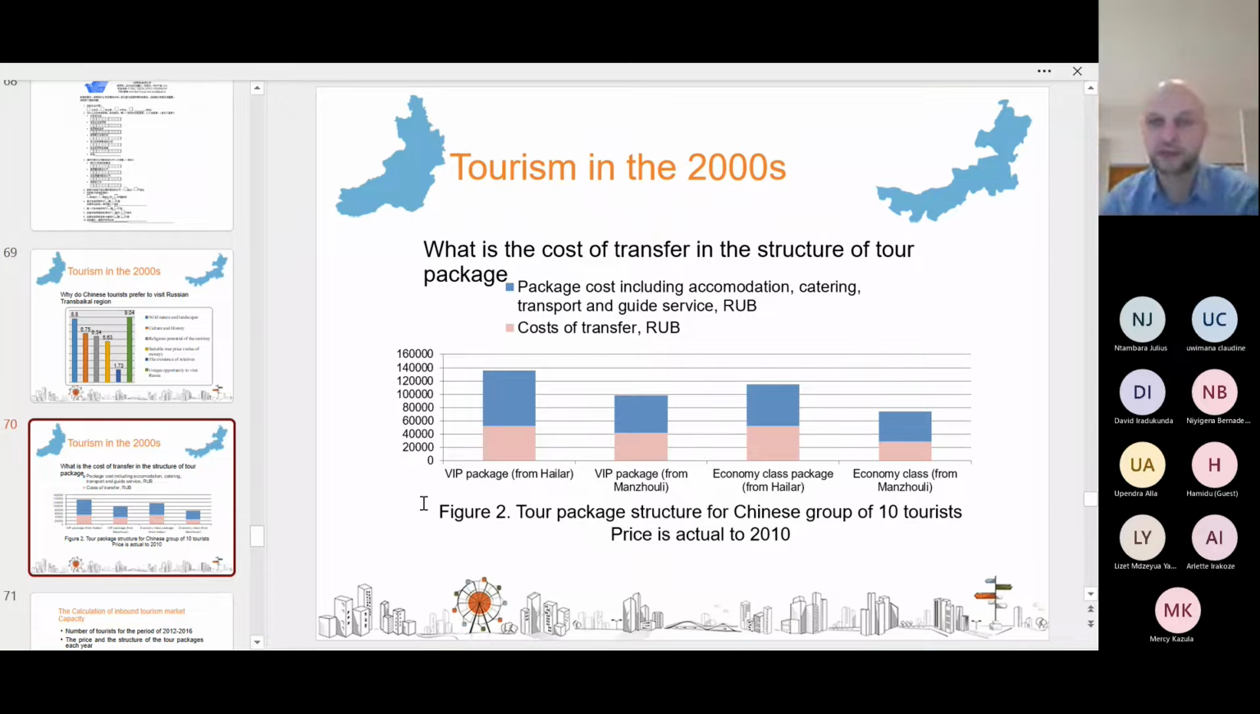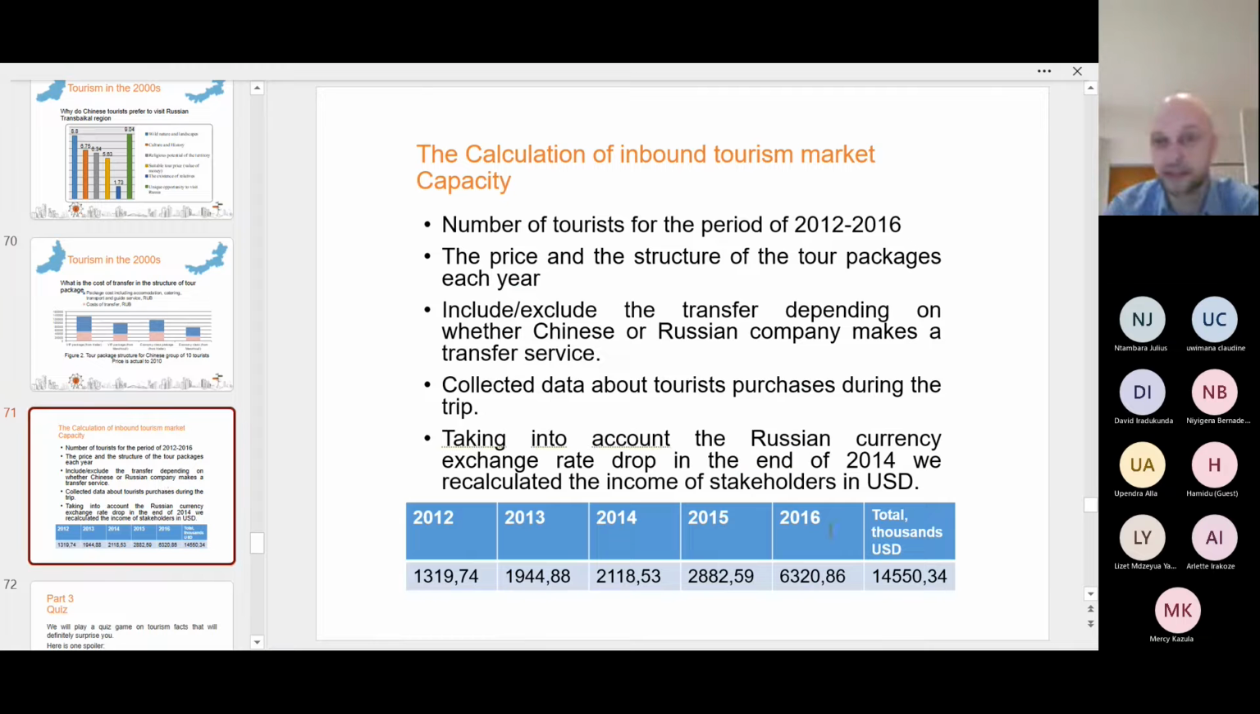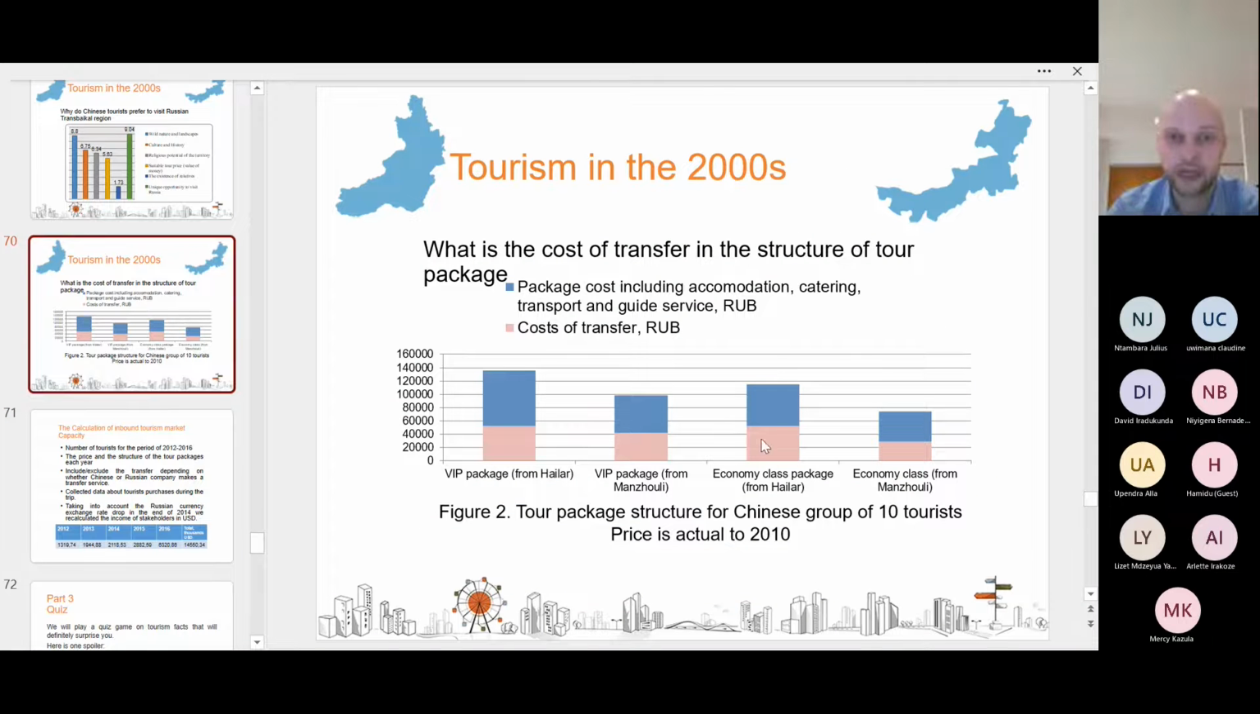Tour package structure for a Chinese group of 10 tourists, price. The basic year was 2010, and we made the calculations for the period of 2010 till 2016. Also, we have updated data up to 2020, and this presentation has this data.